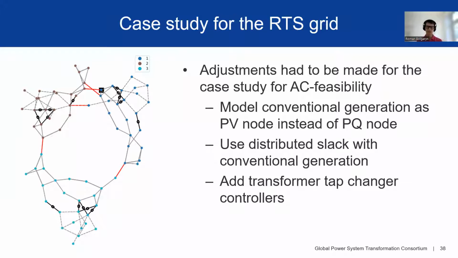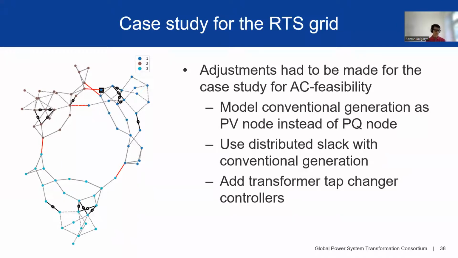We had to adjust the power system in order to have AC feasible power flow. We converted the conventional generation from PQ node to PV node in order to have proper reactive power management. Then we also are using distributed slack that is covered by the conventional generation. And also we added the transformer tap changer controller from PandaPower.